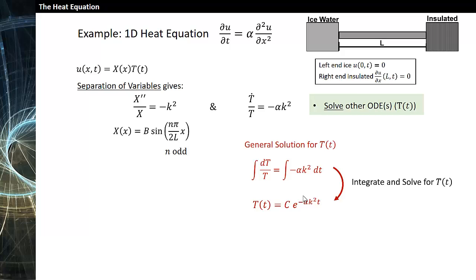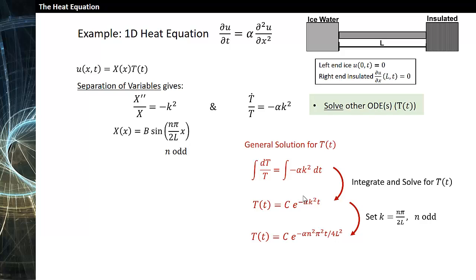We can actually go one step further for this solution for T of t, because we know what the value of k is from our previous solution for capital X. Plugging in k is equal to n pi over 2L for n odd, plugging that into the value of k in the exponential gives us a general solution for capital T of t that looks like this. There's a lot going on in the exponential there, but most of them are just constants. We have an n squared and we have a t.